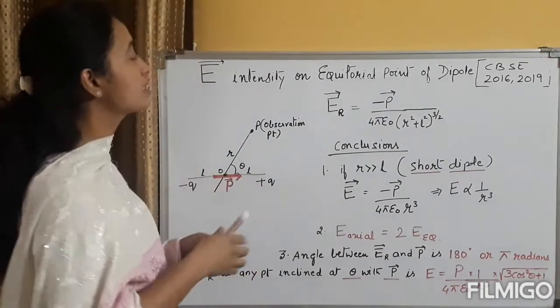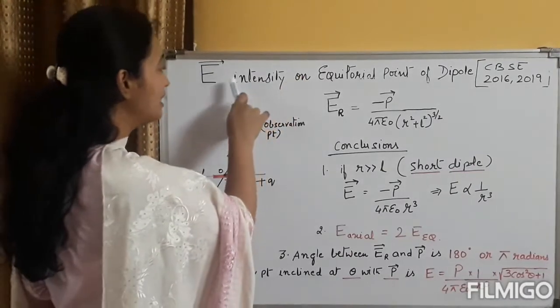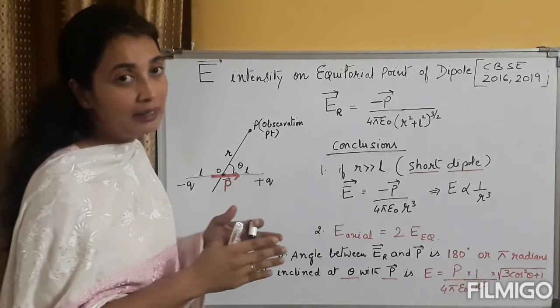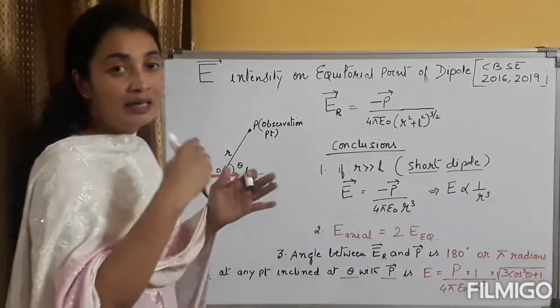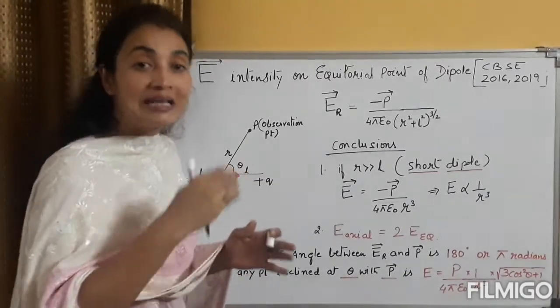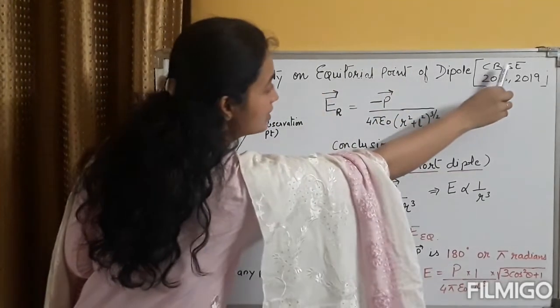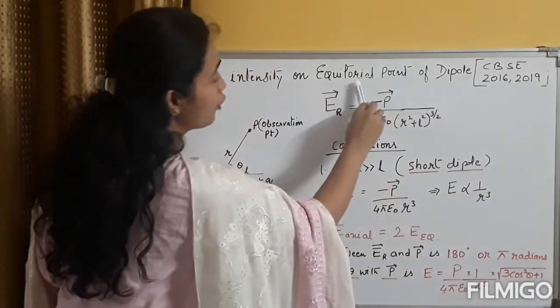Because in the beginning itself, I've told you that in this particular topic, it is basically finding the electric field intensity. In the previous episode, we have seen it for the axial point. This is for the equatorial point. And as indicated here, this question has been particularly for the equatorial point.